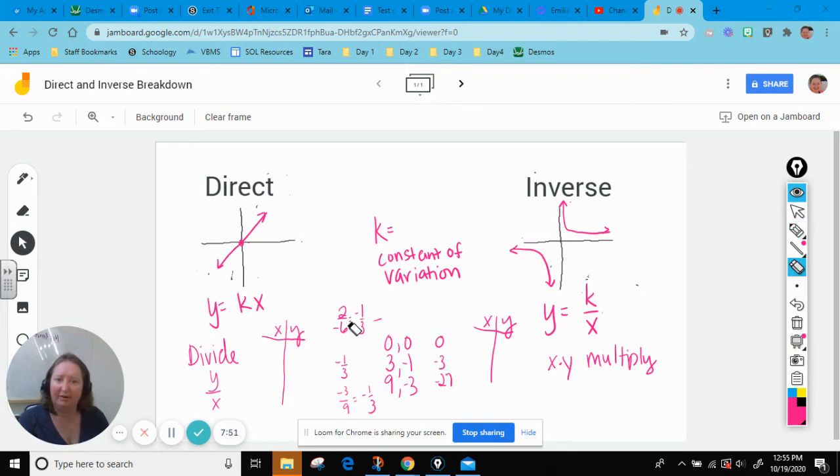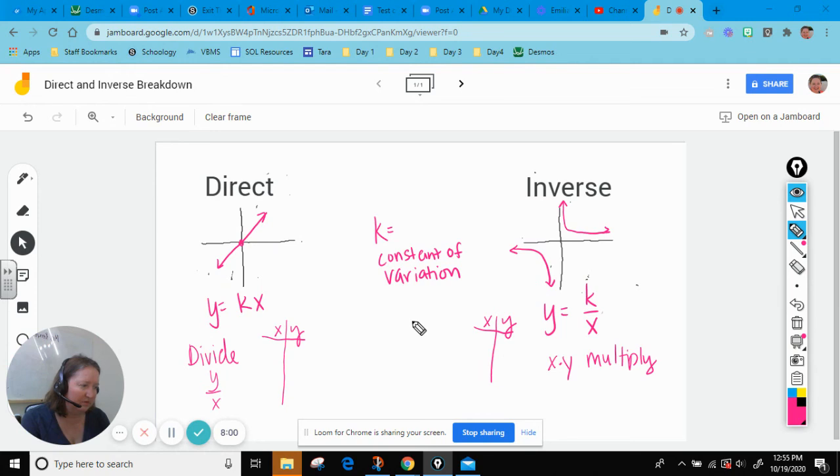I don't want to erase everything, but I do want to give myself some more space here. All right, so now what if we had a different set of values? Let's try these values. Let's say you're given a table and it's 1 and 40, and it's 2 and 20, and it's 4 and 10, and it's 5 and 8.